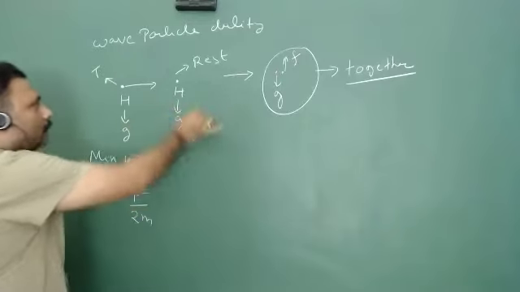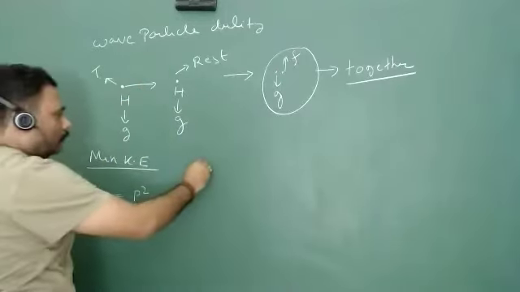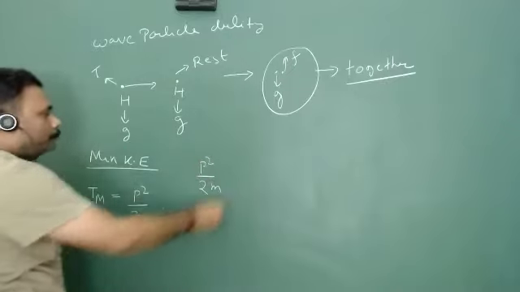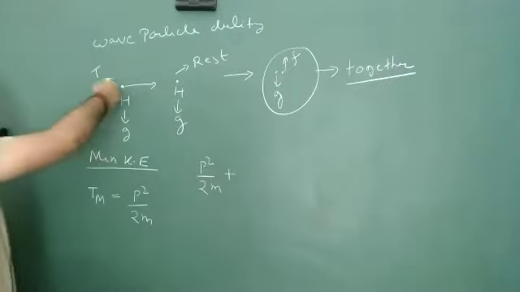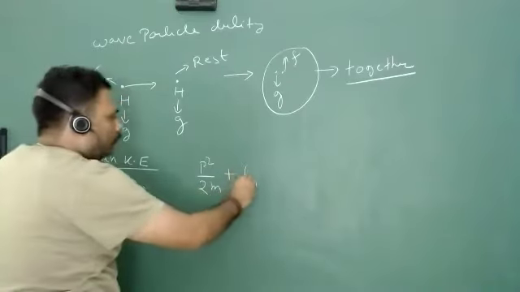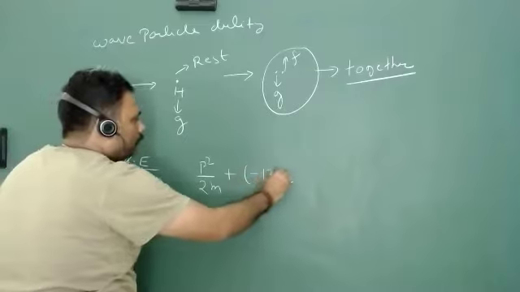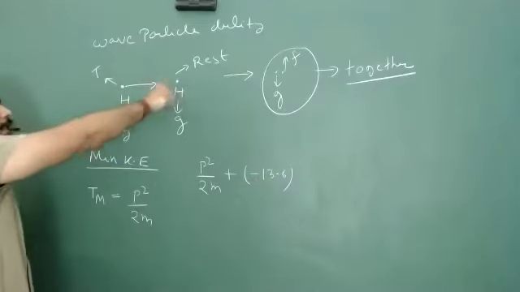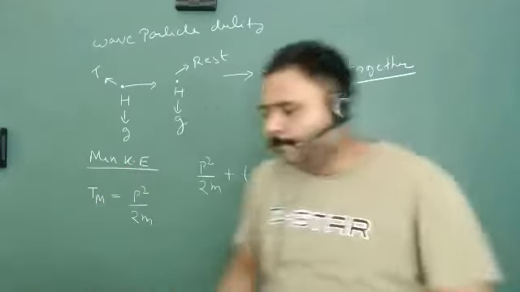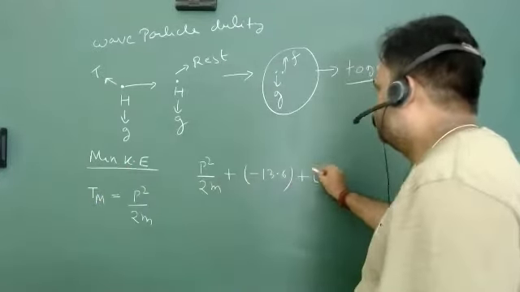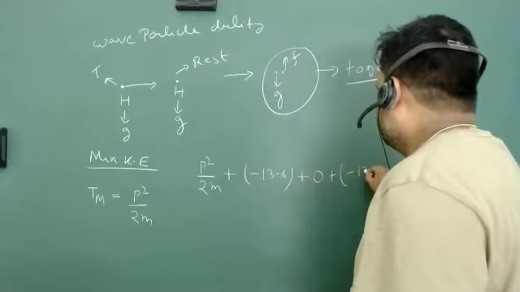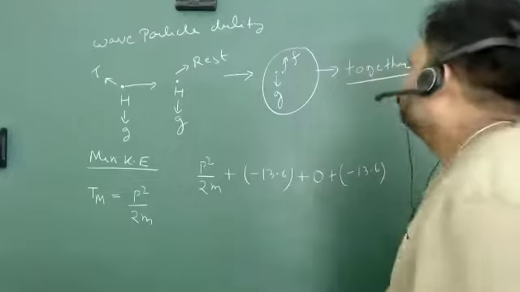So what is the equation? The equation is P squared upon 2m plus the ground state energy. The electron is in the ground state, so that will be minus 13.6. The second particle is at rest, so there is zero kinetic energy for that, and this is also minus 13.6.